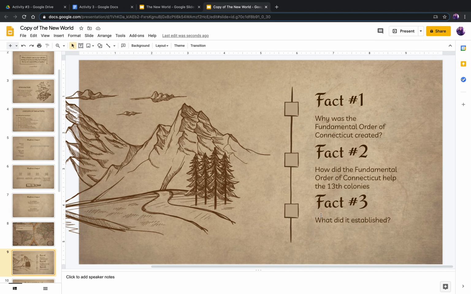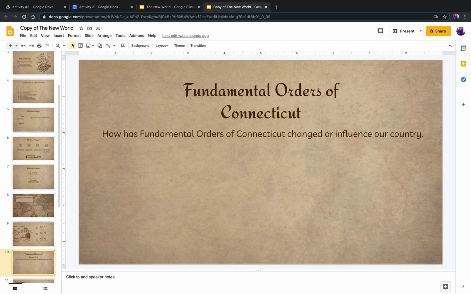And here, fact number 3 is actually what did the Fundamental Orders of Connecticut establish in these 13 colonies. You gotta think of what it has brought for us. And then your last question for this will be, how has the Fundamental Orders of Connecticut changed or influenced our country? Has it shaped us into building a better constitution, or how to build the constitution, the rights, the Bill of Rights, or other different things?